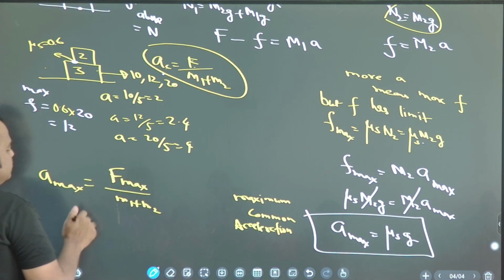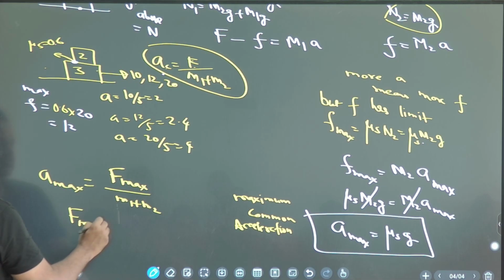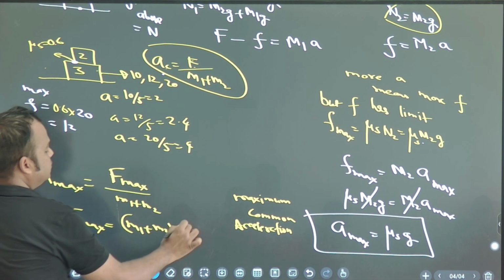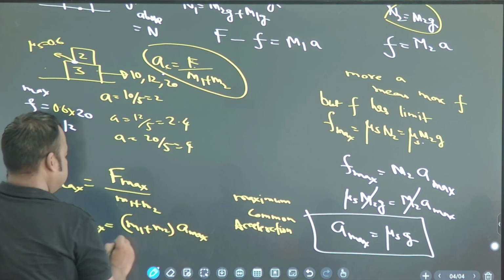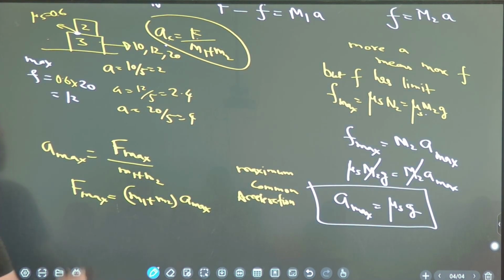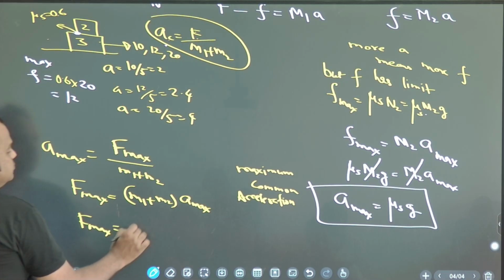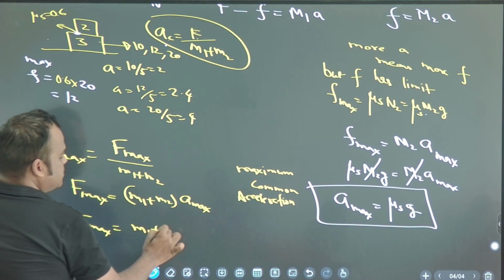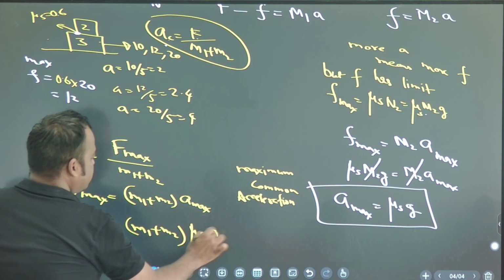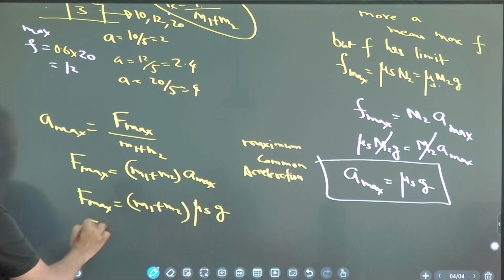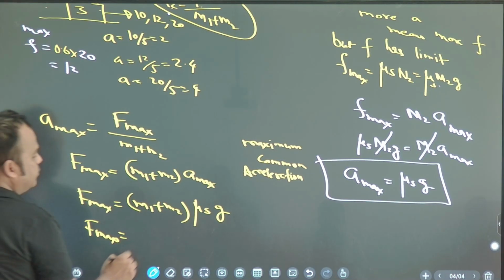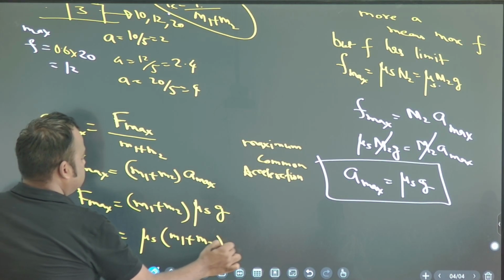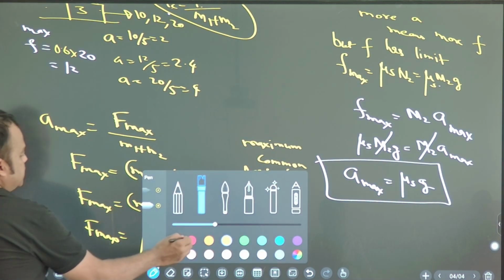Okay, capital F. So what is F max? What is the formula for F max? m1 plus m2 into A max. And what is A max? Mu s g. So what is F max? Mu s g into this. Understood? So m1 plus m2 into mu s g. So this is the formula. Note down. Mu s into m1 plus m2 into g. Very important formula.